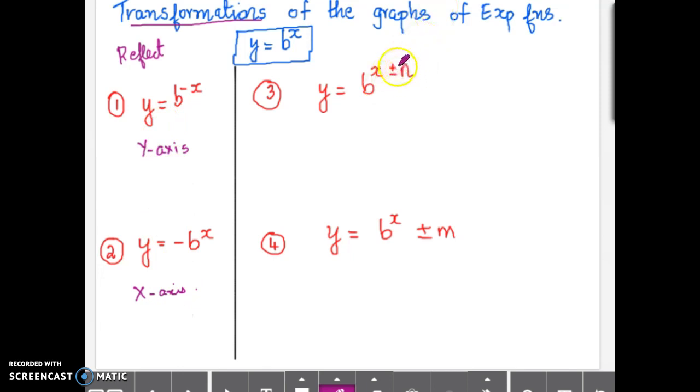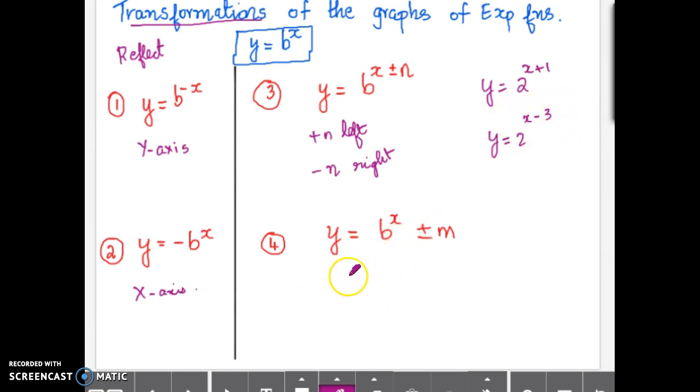Now if you have a plus or minus n, for example, y is equal to 2 to the power of x plus 1, if it's a plus 1, it moves to the left. Plus n moves to the left and minus n moves to the right. n is just any random number. So if it's a plus 1, it'll move 1 block to the left. If it was y is 2 to the power of x minus 3, it will move 3 blocks to the right.